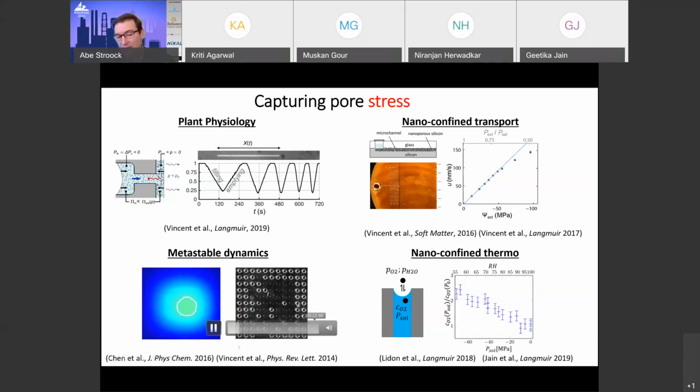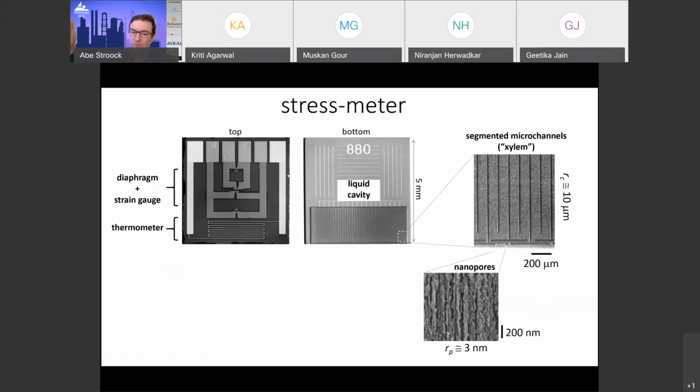This is dynamics. What we're watching here is little boiling events in pockets of bulk macroscopic liquid being put under stress. And we can look at the thermodynamics, for example, of mixtures. Interestingly, the solubility of oxygen in water goes up by a factor of 2 as water gets put under tension within scenarios like this. But my main story is going to be about this most matured version of our synthetic plant, which is really a stress meter.